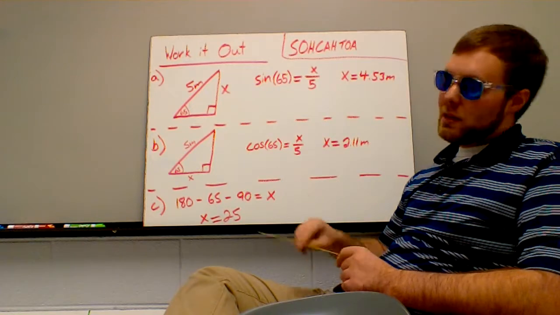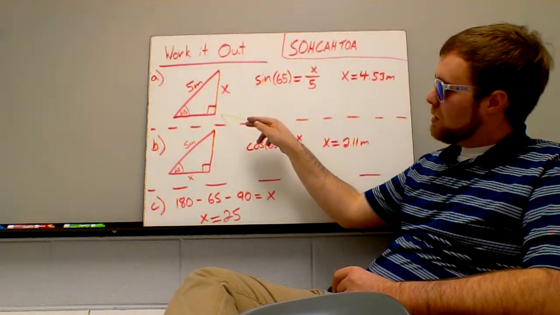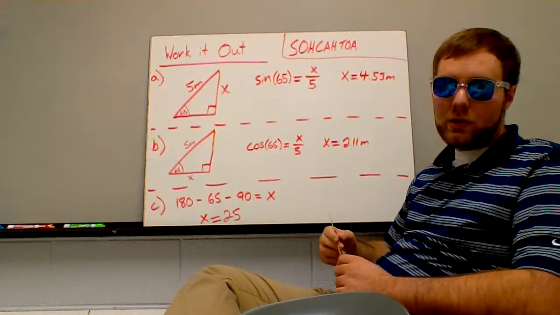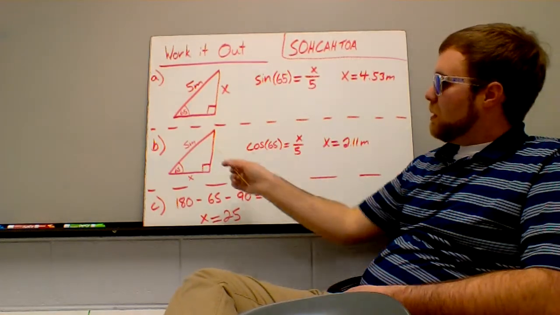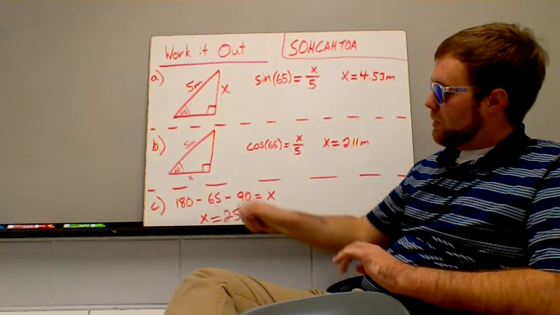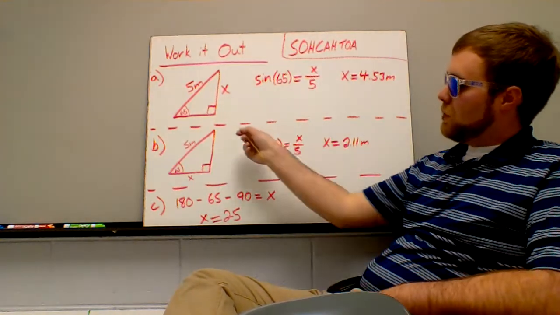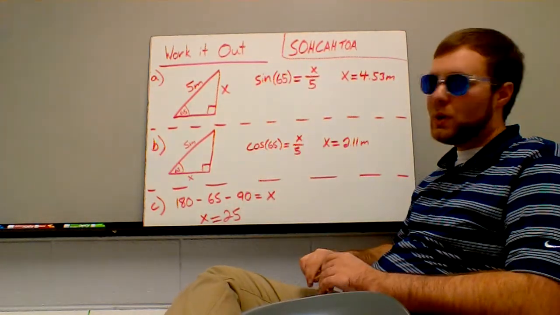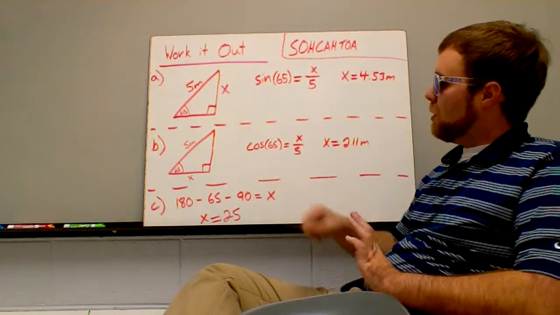So I set that up, and what I'm looking for is the length of this wall to the point where the ladder reaches. Again, it made a 65-degree angle. That didn't change, and the ladder measure isn't going to change. That stays the same in both. It's just what I'm trying to find that is different. So for part A, I'm trying to solve for what this side is.